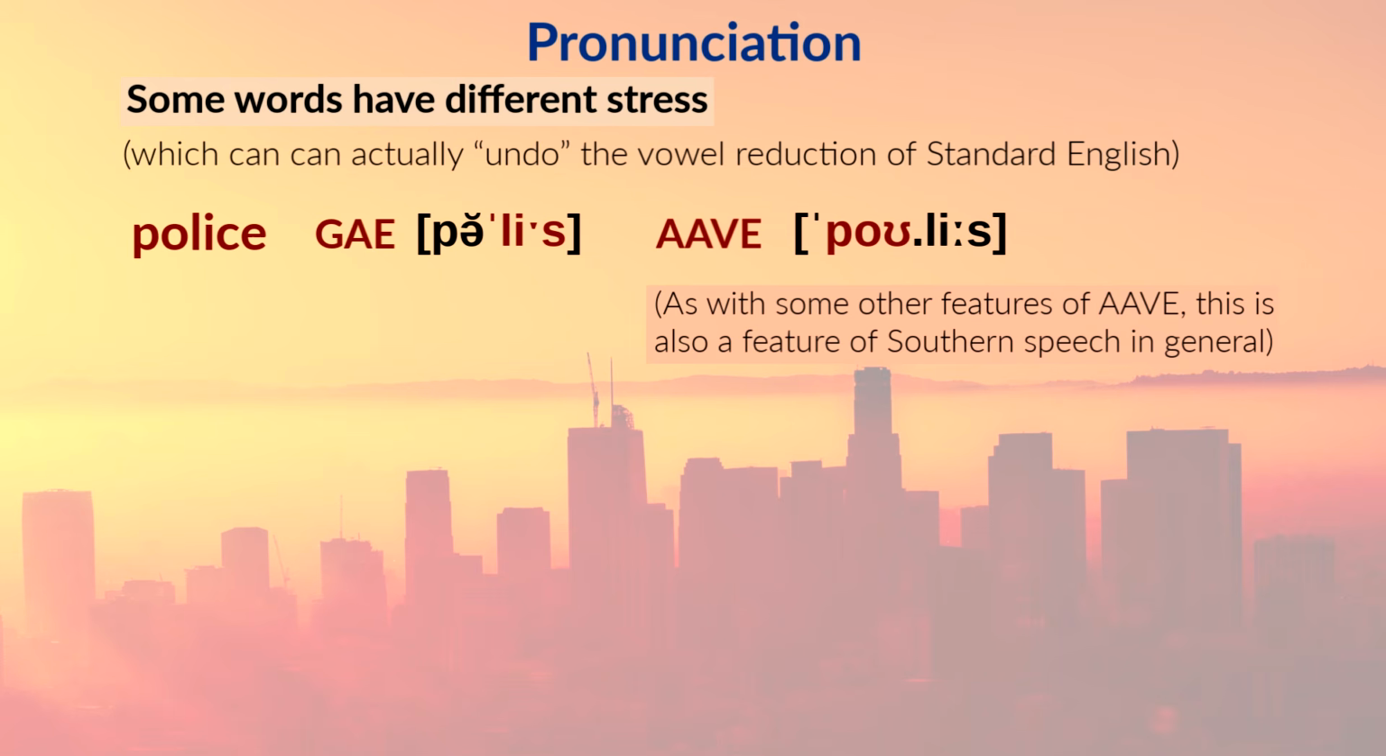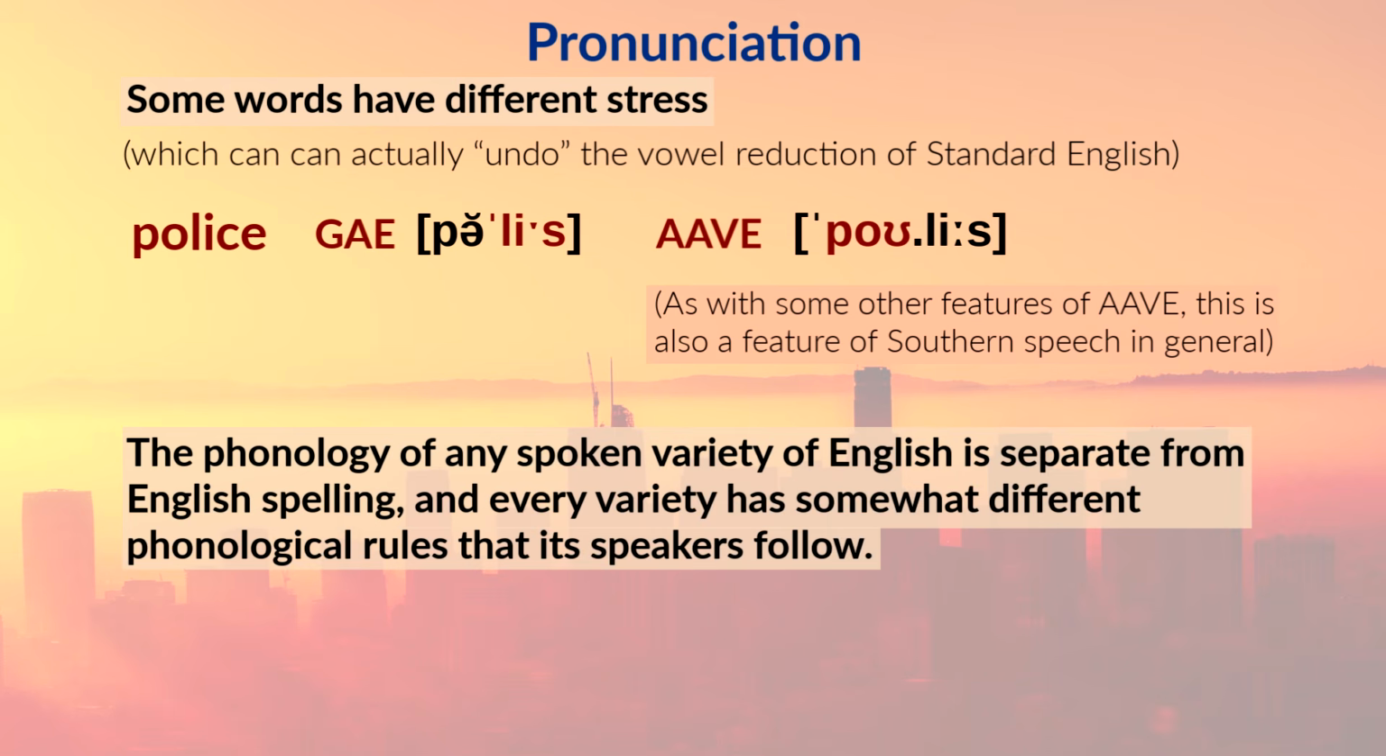So when sounds are dropped in a dialect like AAVE, is that any different from me dropping certain sounds when I speak? The truth is that the phonology of any spoken variety of English is separate from English spelling, and every variety has somewhat different phonological rules that its speakers follow.